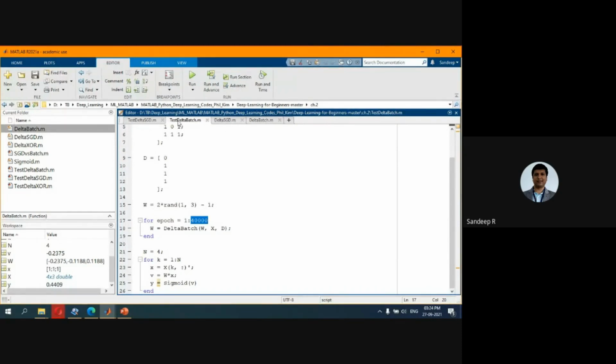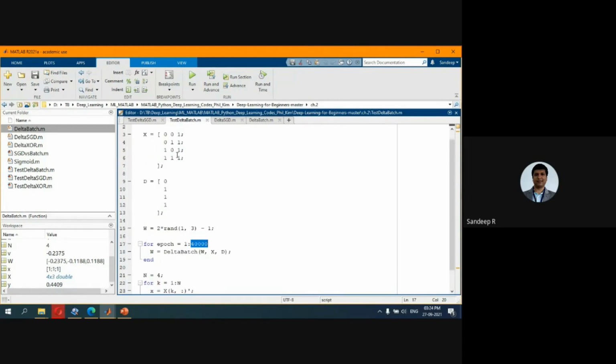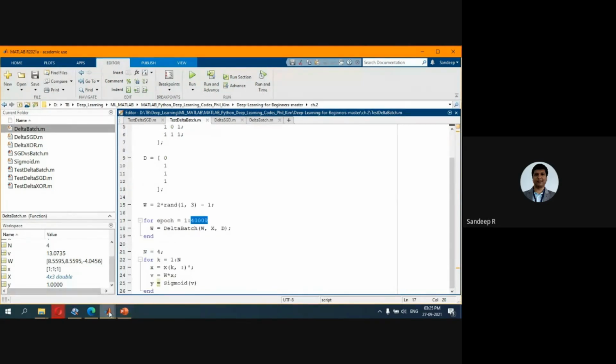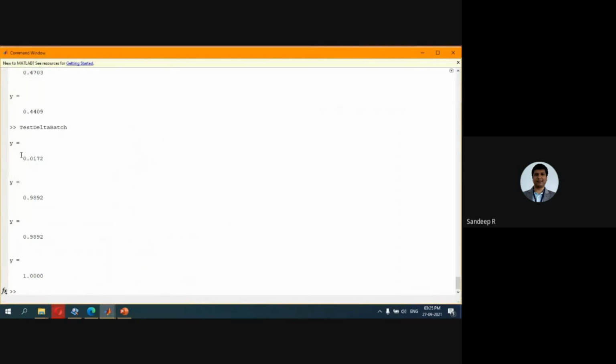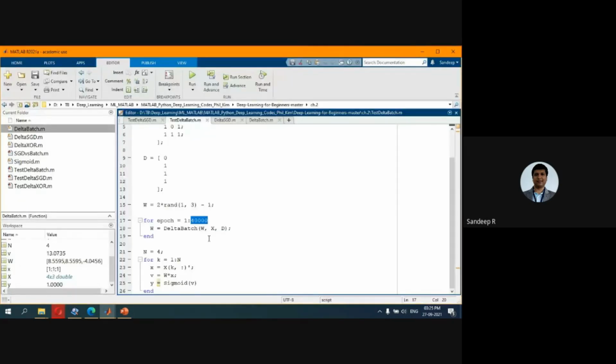This is the AND problem, sorry, OR problem, right? Because for 0 0 it is 0, and all the rest are 1. So it is an OR problem. If I run it, I should get 0 1 1 1, right? So I think I would have got the output. Yeah, so 0 1 1 1. So it has correctly classified it. Again, see, the single layer neural network using the batch method has also solved the problem.